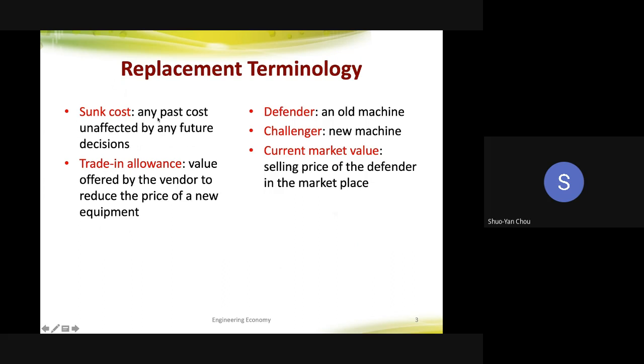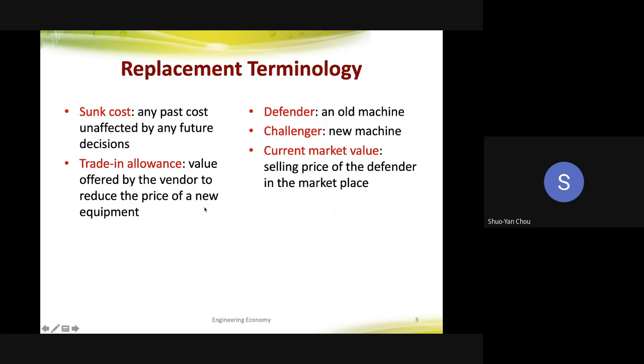Okay, so sunk costs. People may not take this term seriously. I say, okay, I understand. Sunk costs: things that happened in the past will not influence our decision. I won't make this kind of mistake, hopefully. And sometimes you buy a new machine, and there's a trade-in allowance, which will reduce the cost that you pay for the new equipment. So you don't need to pay the entire amount for the new equipment. That's also something that will happen.